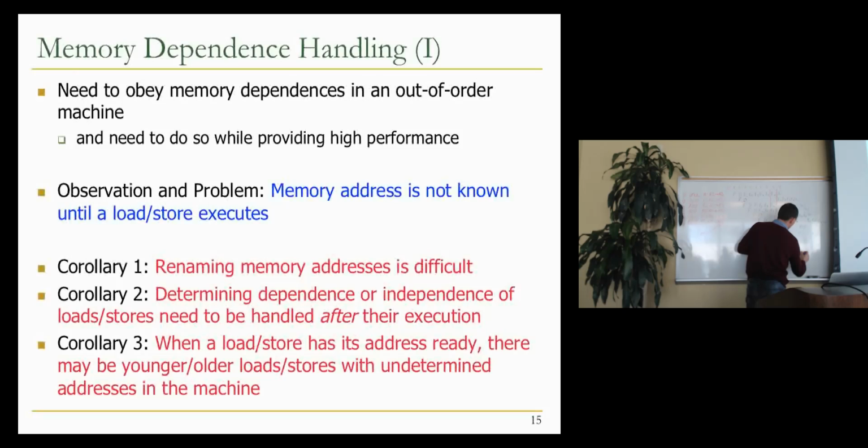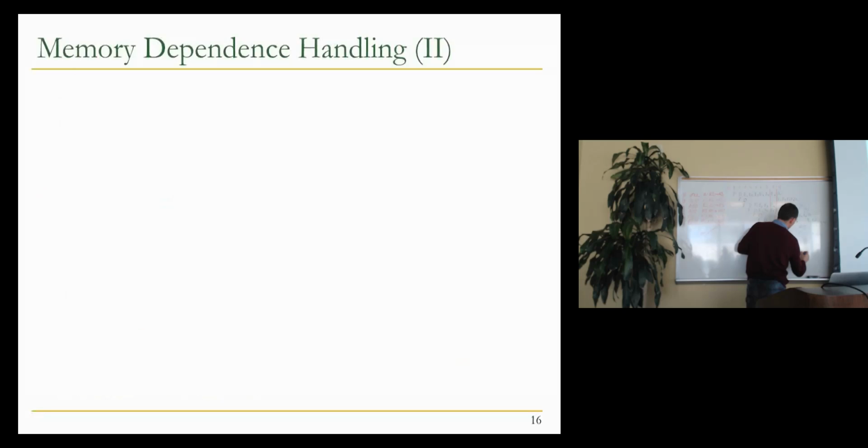The third one is, when a load and store has its address ready, there may be younger or older loads and stores with undetermined addresses in the machine, because the instruction is executed in data flow order. Right? Then the key question is, what do you do? For example, let's say this load executes before the store, and you determine its address, but you have no idea whether the store is writing to that address. What do we do? Well, we'll talk about those options.